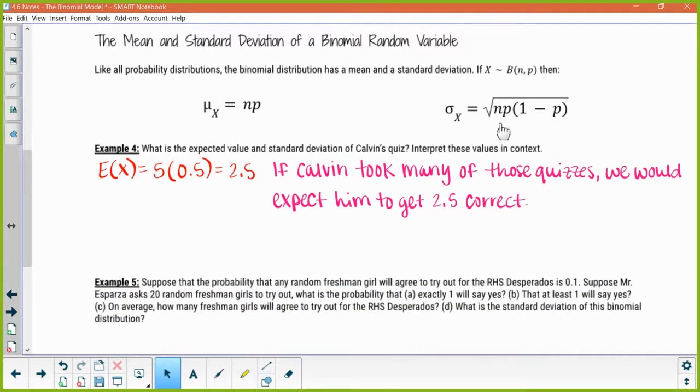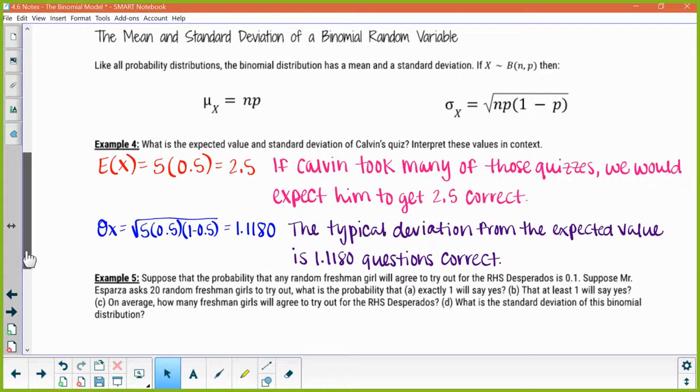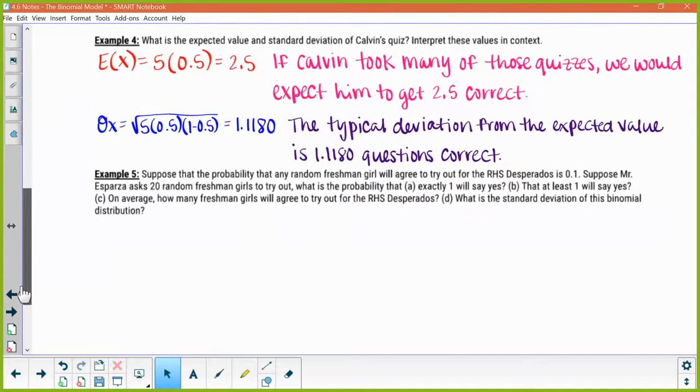For standard deviation, I'm just plugging in trials, success, fail. So 5 times 0.5 and 0.5, taking the square root of it. Typical deviation from the expected value is 1.1180. So we can say around, if I add that and subtract it from the mean, that's kind of typically how much I would expect him to vary in numerous trials.